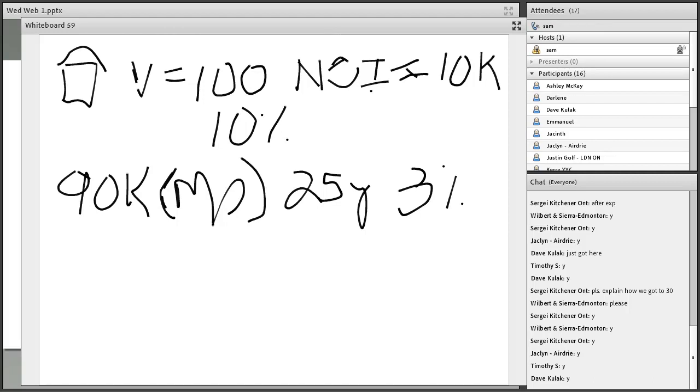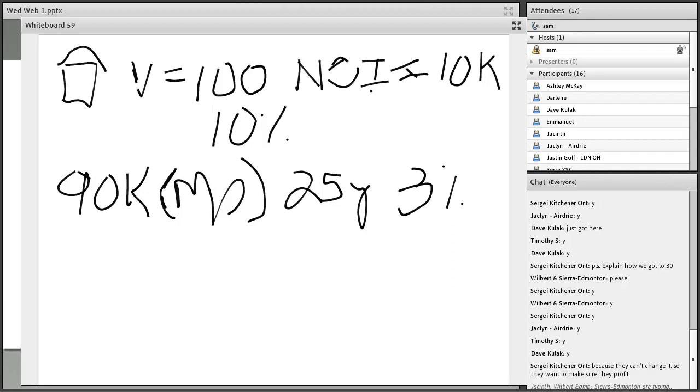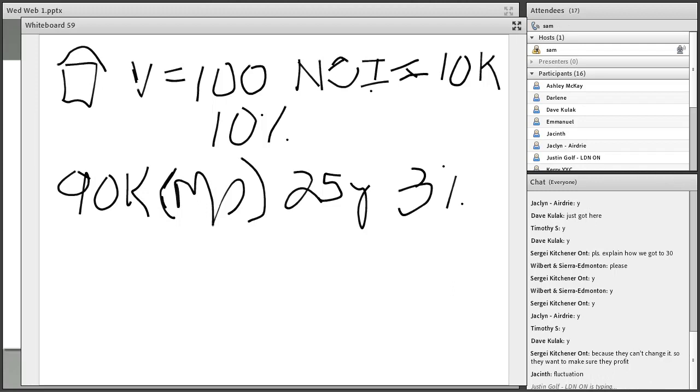Why? Can anybody tell me why they want to charge you more? Why do they want to charge us more on the interest if we lock it in for a longer period? So a 5-year might be 3, but a 7-year might be 4, and a 10-year might be 5. Yep, because they can't change it, they want to make sure they make a profit. Yep, fluctuations in interest rate. Absolutely. Their concern is this: during that term, they can't increase the interest. If we go into inflation, where interest rates go up to say 10, they can't charge you more during that term. You're locked into the term.